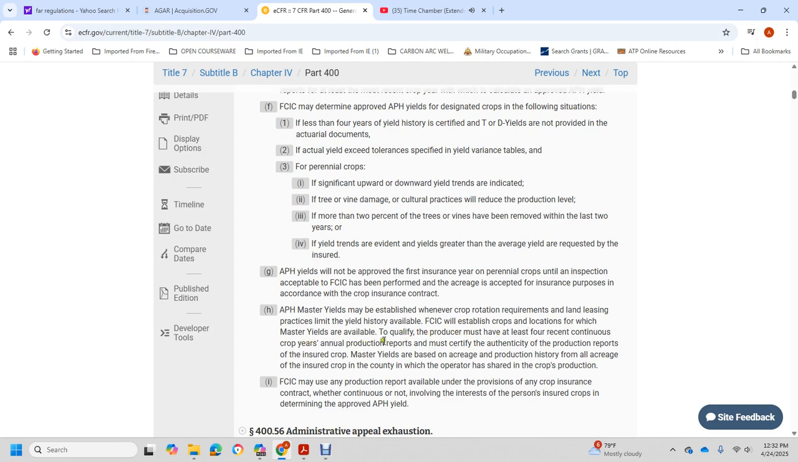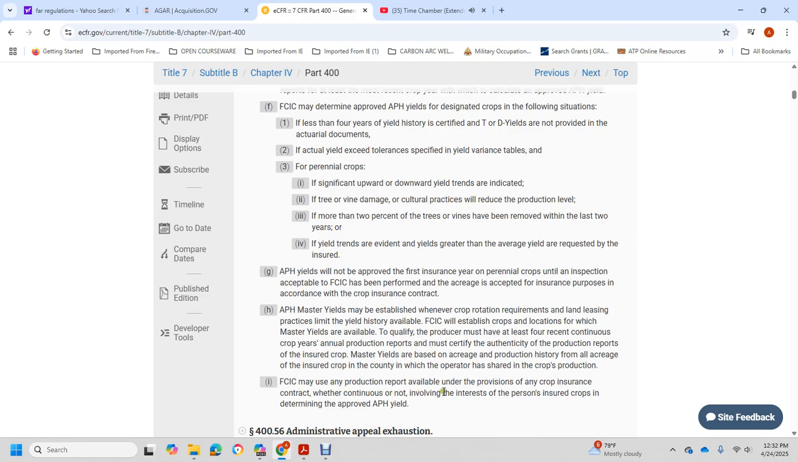recent continuous crop years. Annual production reports must certify the authentication of production reports for the insured crop, as the base for the acreage production history of the insured crop in the county in which the operator has a share of the crop production. The FCIC may make the production report available under the provisions of the crop insurance contract.